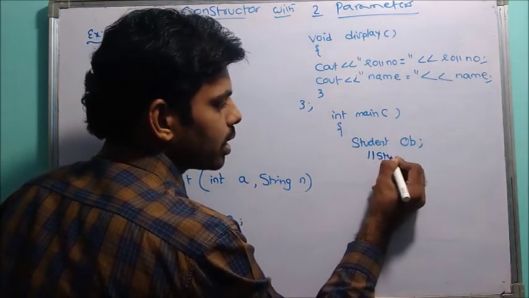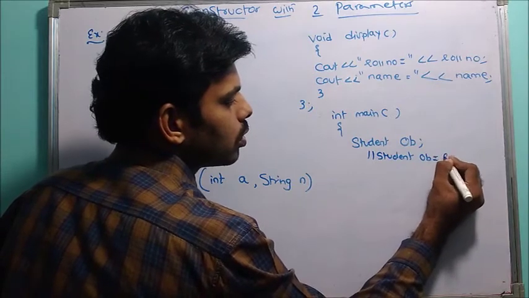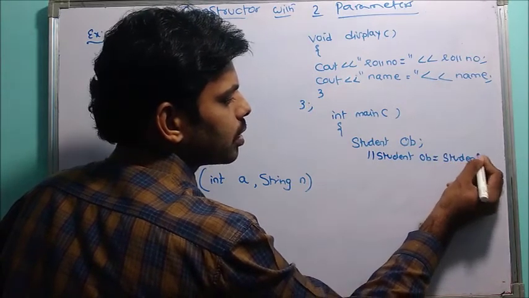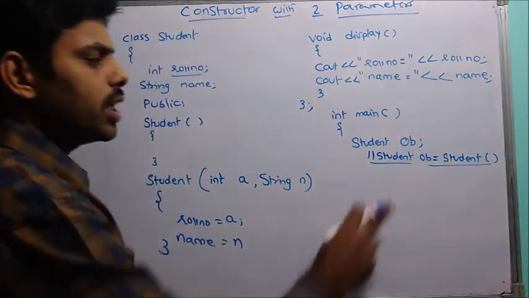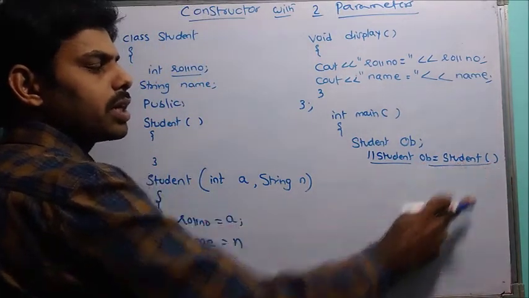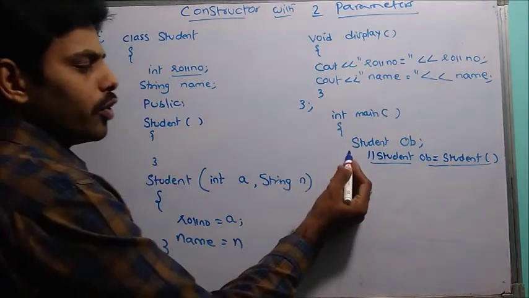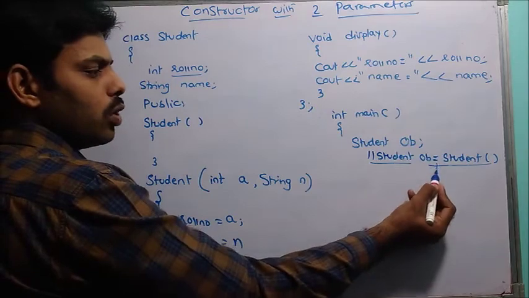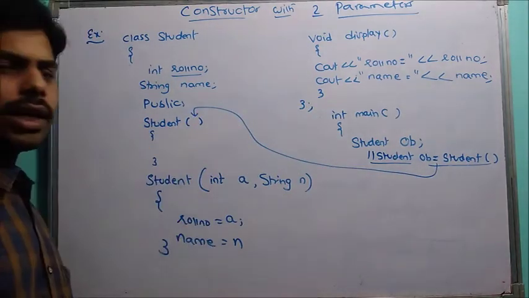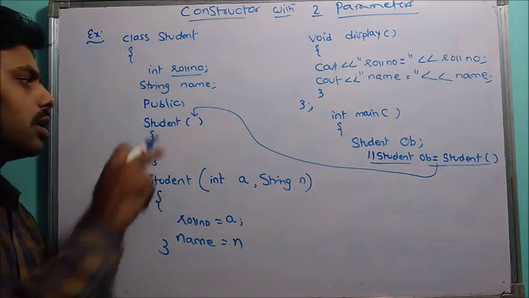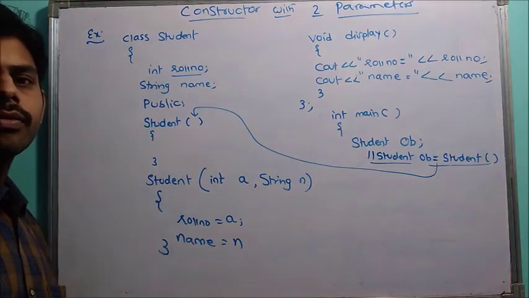That is student OB equal to student. If you see this statement, constructor with no parameters, that is also known as a default constructor. So if you execute this statement, the control is immediately passed to this statement. In that I am not writing any logic, just a constructor with no parameters and no body.